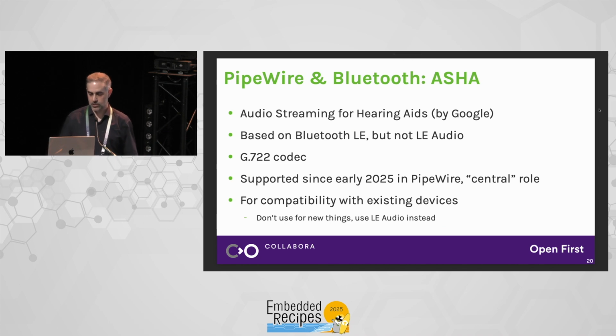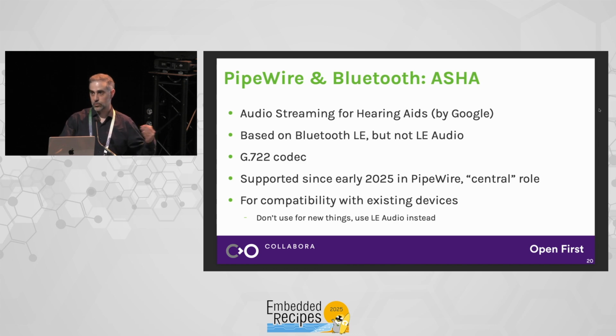Then we have support for ASHA. ASHA stands for Audio Streaming for Hearing Aids, developed by Google. It's non-standard. It's not a Bluetooth official specification, but it's widely implemented in hearing aids, and of course, Android supports it. Of course, iPhone doesn't support it, so it's one way only. Like it's a closed ecosystem.